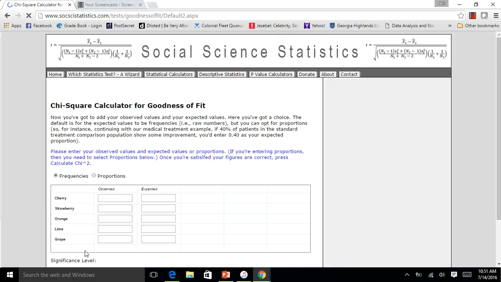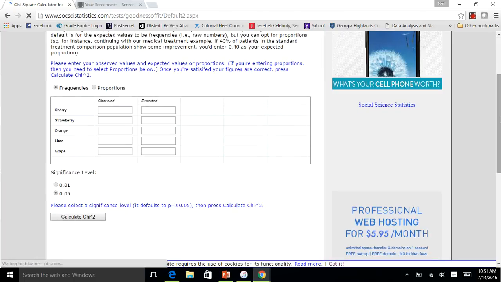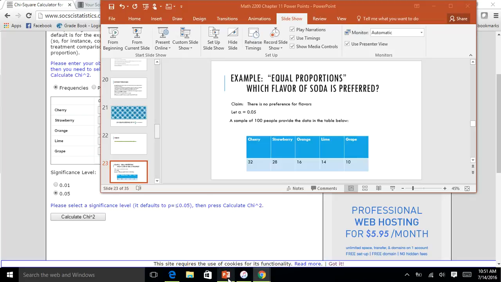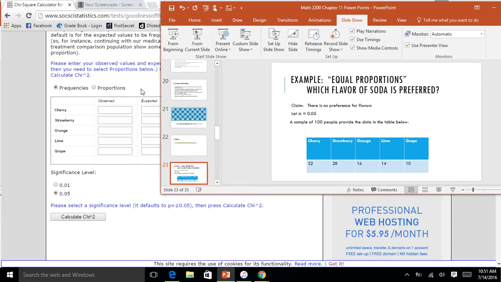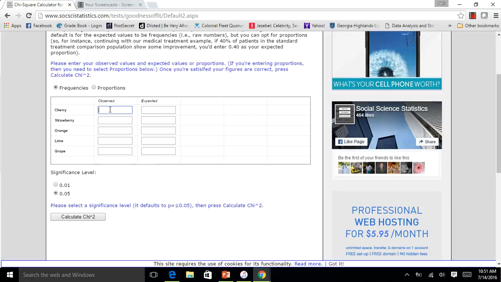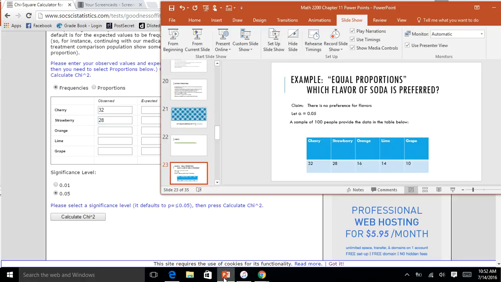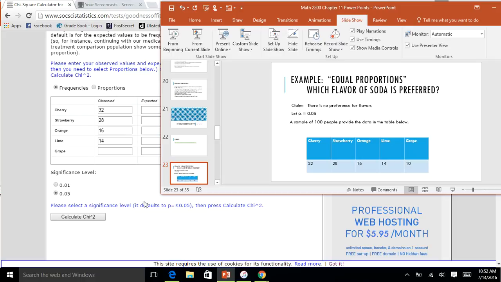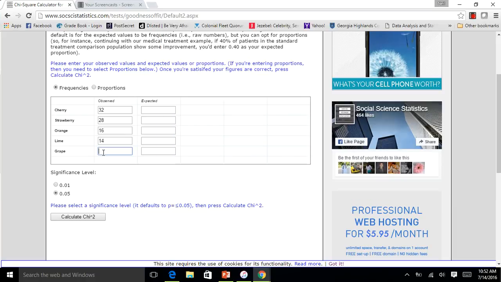So it put my categories in there. Now it's going to prompt you to do your observed minus your expected. My observed was 32 for my cherry, 28 for my strawberry, 16 for orange, 14 for lime, and for grape, it was 10. So all my numbers look good.